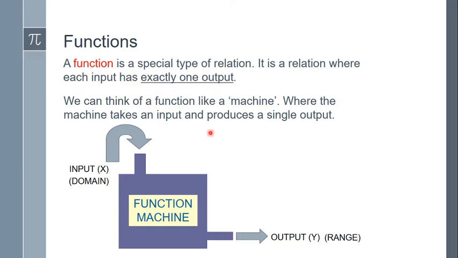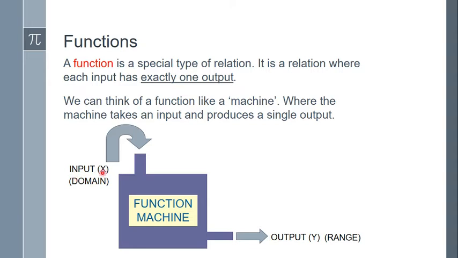And when we say exactly one, in math we're very specific. We mean exactly one. It can't be no outputs, can't be two outputs, can't be three outputs. It has to be exactly one output for each input. So we can often think of a function like a machine, where a machine takes in an input and produces a single output. So take a look at the diagram down below to represent this function machine.